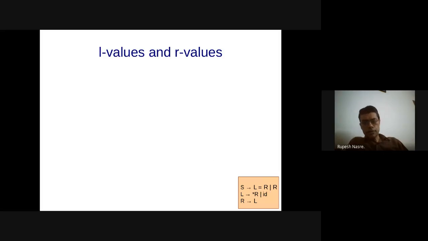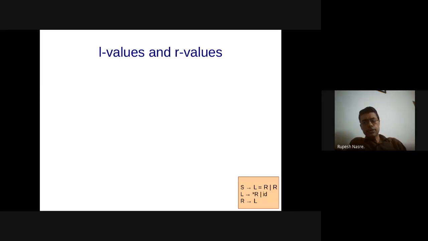Star and ID will not appear in the follow set of S because there is no production which I see which contains star following what appears on S. Right? Anybody has any concerns on that? So we got little different answers, but if there is confusion we can discuss.